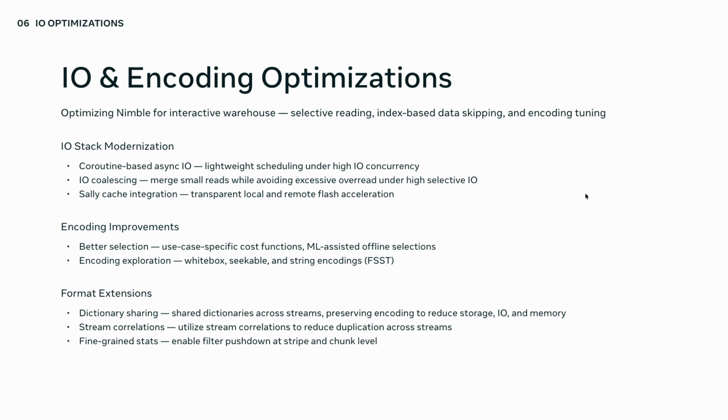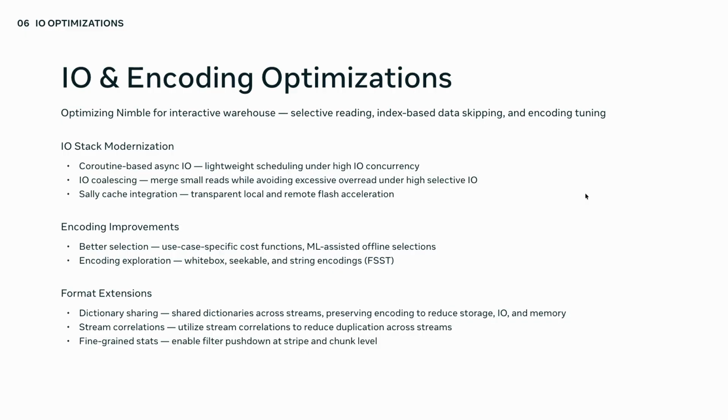Next, I'll talk about some of the optimizations we plan to improve the entire warehouse workloads with Nimble, like selective reading, index-based data skipping, and encoding tuning. We plan to improve in the following 3 areas.